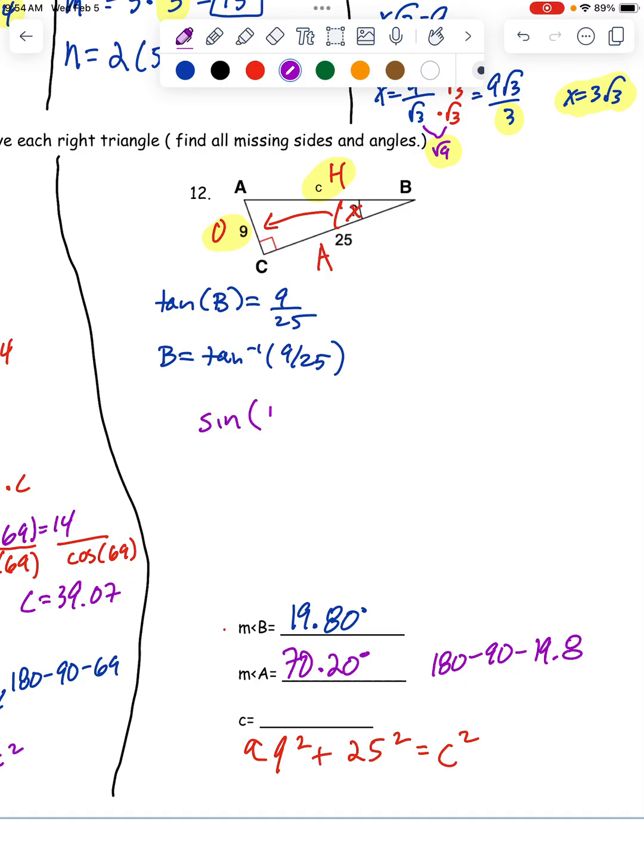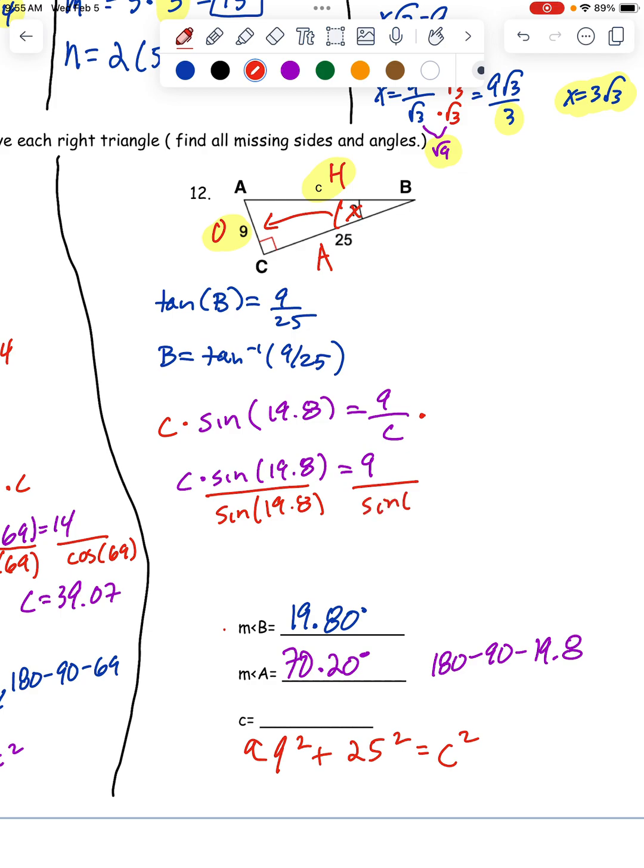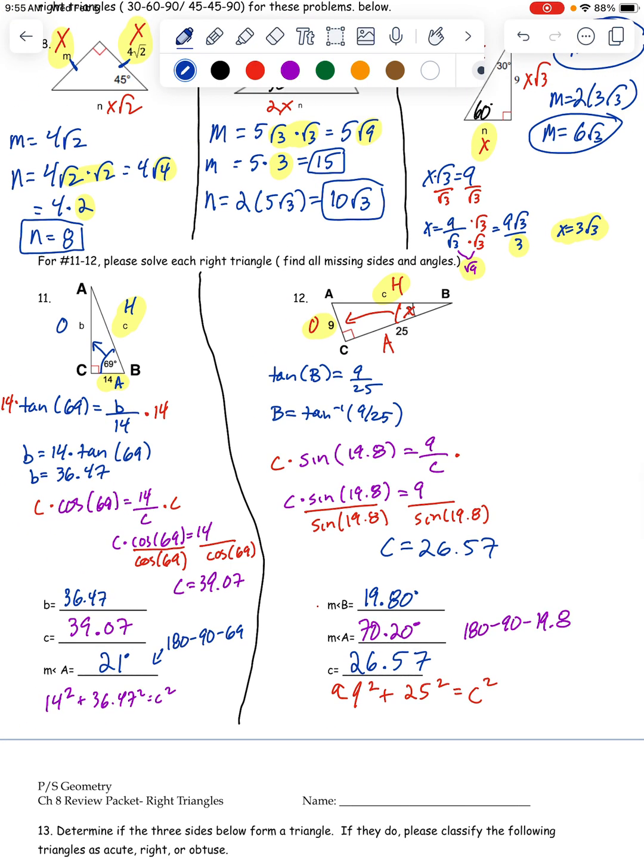You could also use cosine of 19.8 equals 9 over C. Multiply both sides by C. C times the sine of 19.8 equals 9. Divide by the sine of 19.8. So that's what I'll plug into my calculator: 9 divided by the sine of 19.8. And you should get something like 26.57. Okay? Roughly. And if you did the Pythagorean theorem, you would get something around there as well. All right, I'm going to pause there and pick up with the next page.